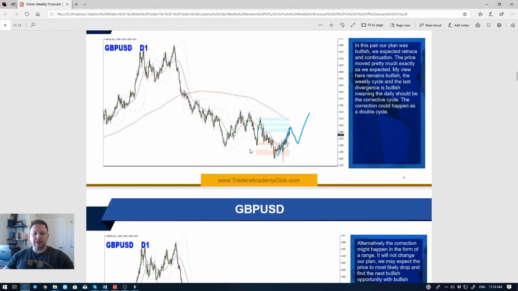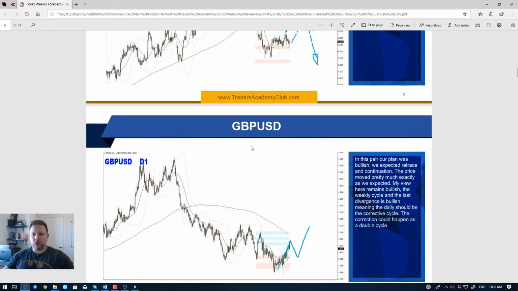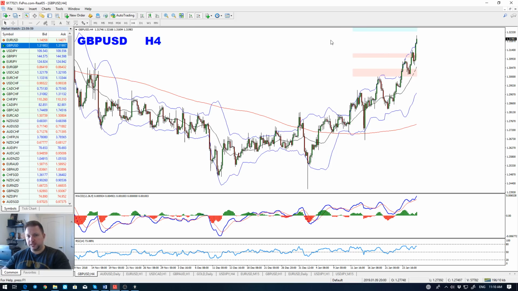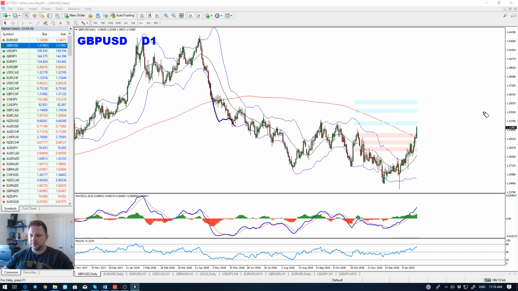The next one we had in our list was the pound versus the dollar. We were expecting a corrective cycle on the daily chart, so we wanted to buy retraces. And we got here a beautiful retrace. That was our place, right? Retrace down almost to the middle of the Bollinger Bands, and boom, straight continuation.